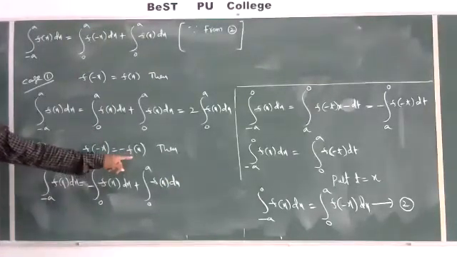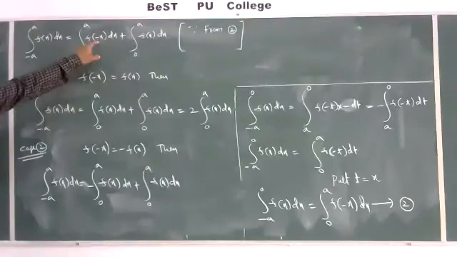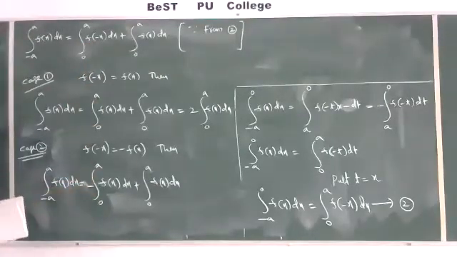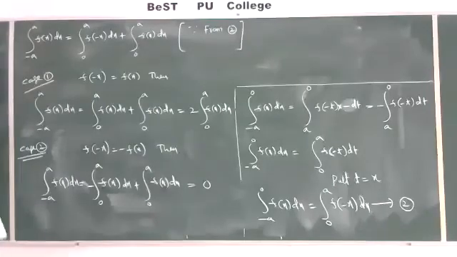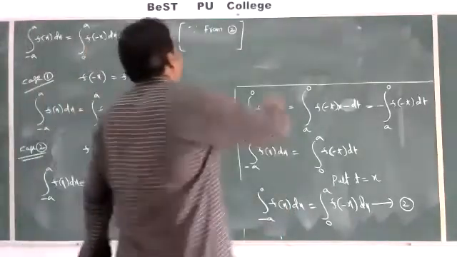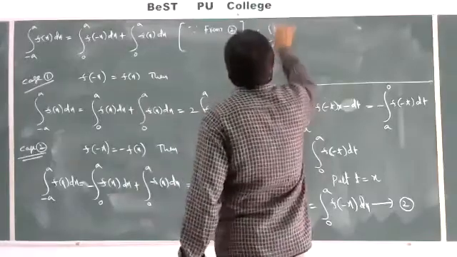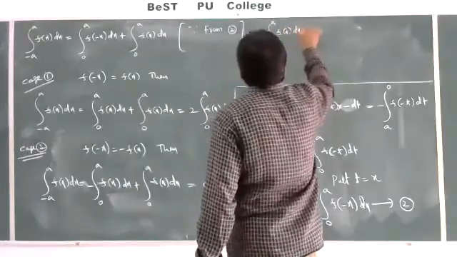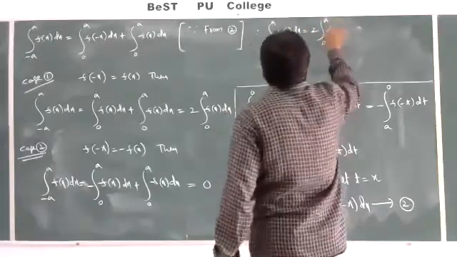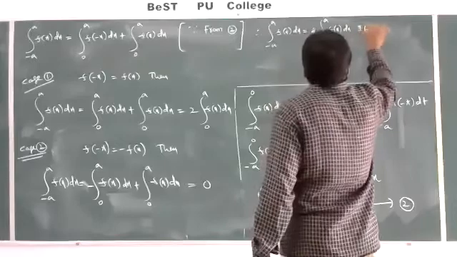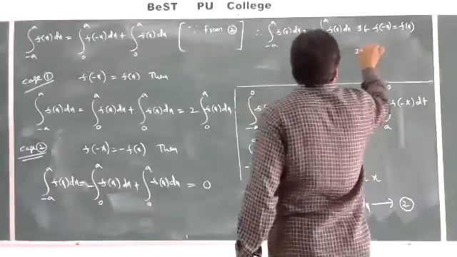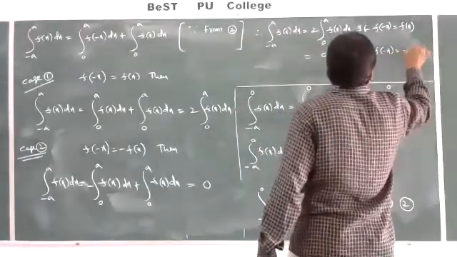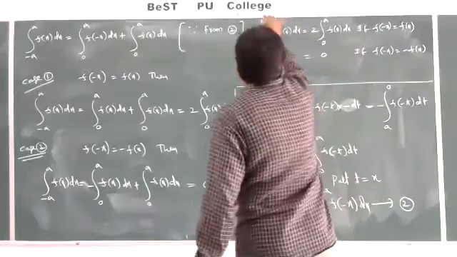f of minus x is equal to minus f of x. Here substitute: minus the integral from 0 to a of f of x dx plus the integral from 0 to a of f of x dx, both are cancelled, then you get 0. Therefore the integral from minus a to a of f of x dx is equal to 2 times the integral from 0 to a of f of x dx if f of minus x is equal to f of x, and is equal to 0 if f of minus x is equal to minus f of x. This is the proved statement.